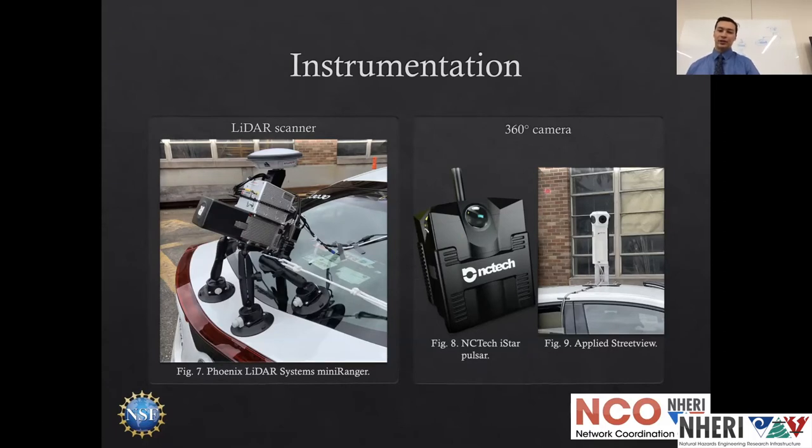The 360 degree cameras on the right are the NCTech iStar Pulsar. It has one less panoramic camera than the Applied Street View, and it's much smaller. It's a little bit simpler to use. And then the Applied Street View is mounted on the car, and it's a little bit larger.